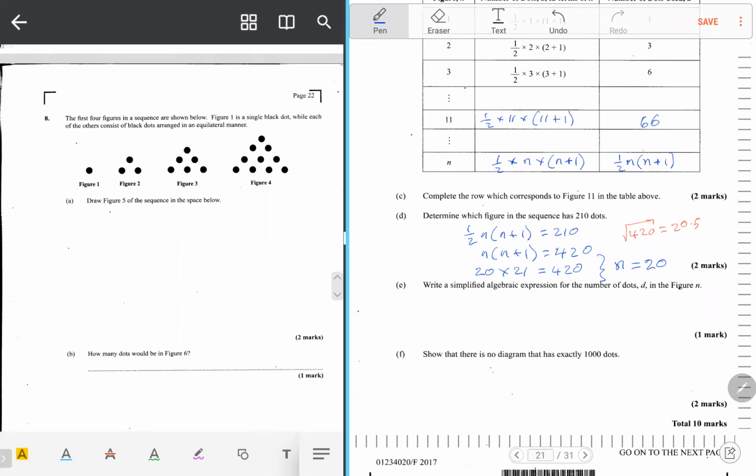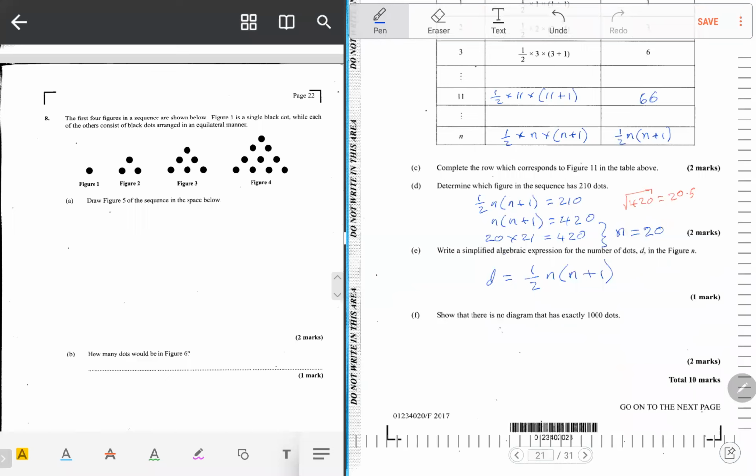All right. Next part says write a simplified algebraic expression for the number of dots in terms of n. We have it already, so we don't have to waste time. The d equals half n times n plus 1. We have it there already. Then it says show that no diagram has exactly 1,000 dots.